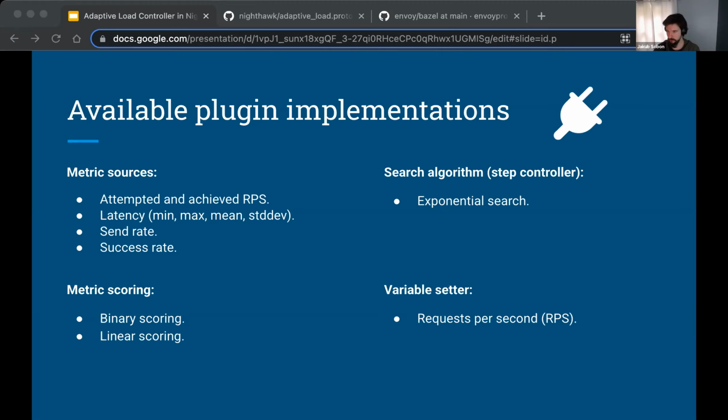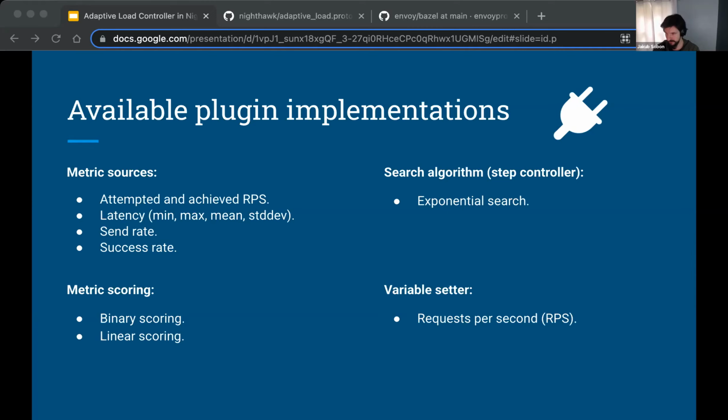Then we have metric scoring. Two scoring functions are implemented in the open source repository. The one that we kept mentioning is the binary scoring, which is just simple yay or nay. Are we good? Are we above? Are we below? There is also a linear scoring function implemented, which is able to add a scaling constant to the answer. That scaling constant can affect the answer and then feed back into the search controller to help it make better decisions. But the exponential search is not using that, so that is mostly there as an example.